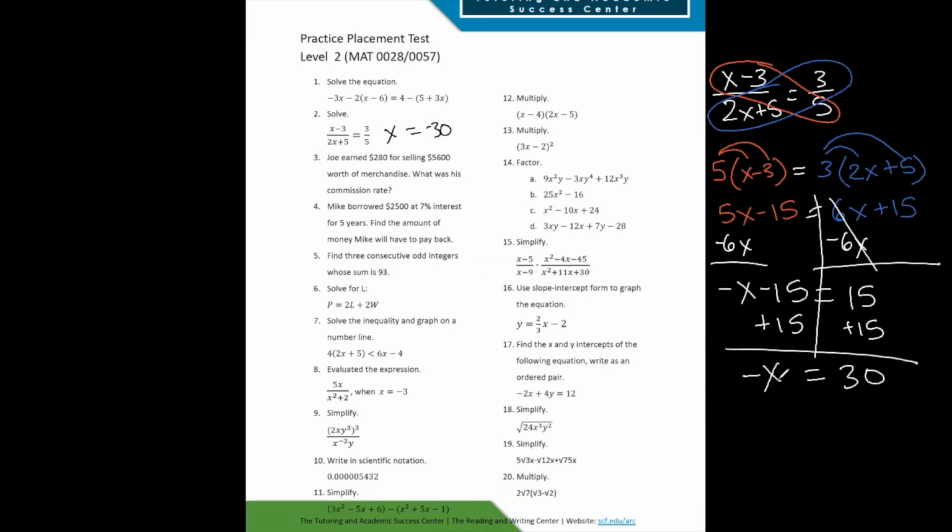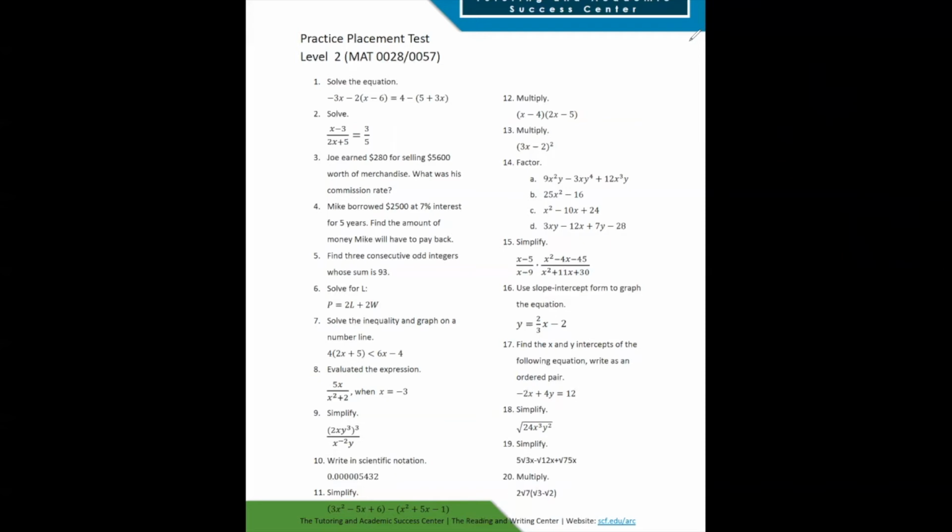From here, because negative x equals 30, that would mean positive x equals negative 30. Or you can say I'm going to divide both sides by negative 1, which would give us x equals negative 30. Let's look at number 3.